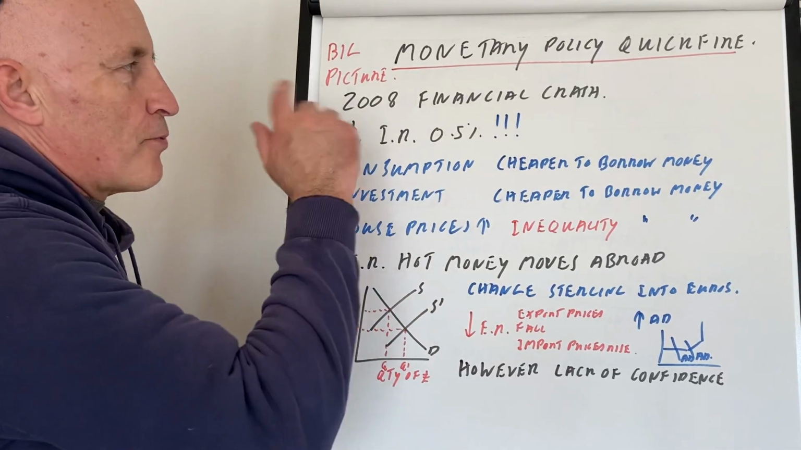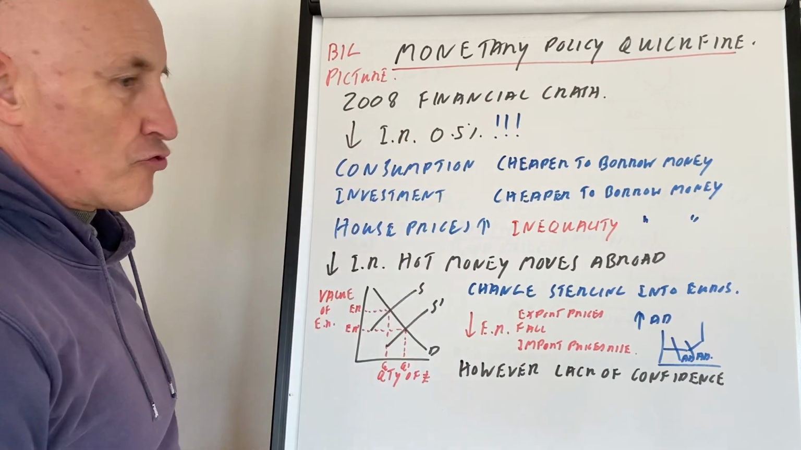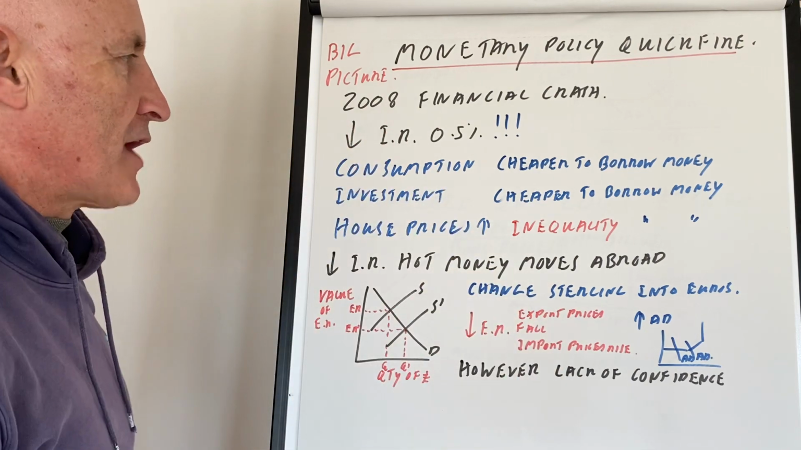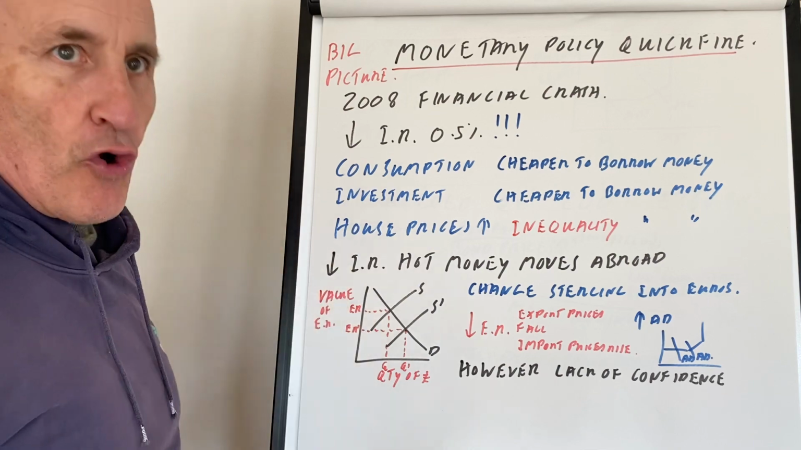Okay, so this is monetary policy, the big picture, monetary policy quickfire. Right, in 2008 we had a financial crash. And if you can remember, in the financial crash, we had a massive negative output gap. So the interest rate fell to 0.5%. Right, you must talk about the transmission mechanisms.